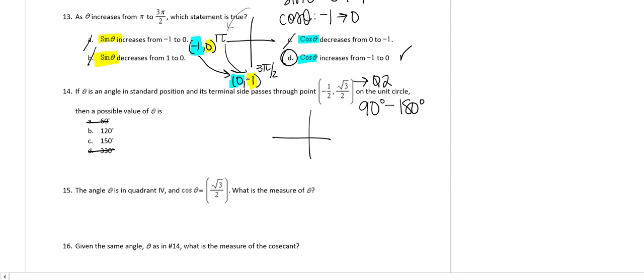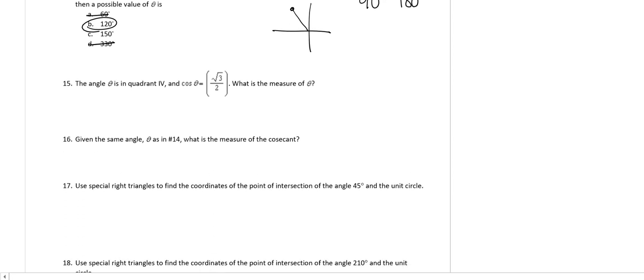I also know, let's draw this out. Our x value is 1/2, and my y value is square root 3 over 2, so it's up here. When I start off with that 1/2, that means the reference angle is going to be 60 degrees, and the angle that has the reference angle of 60 is going to be 120.